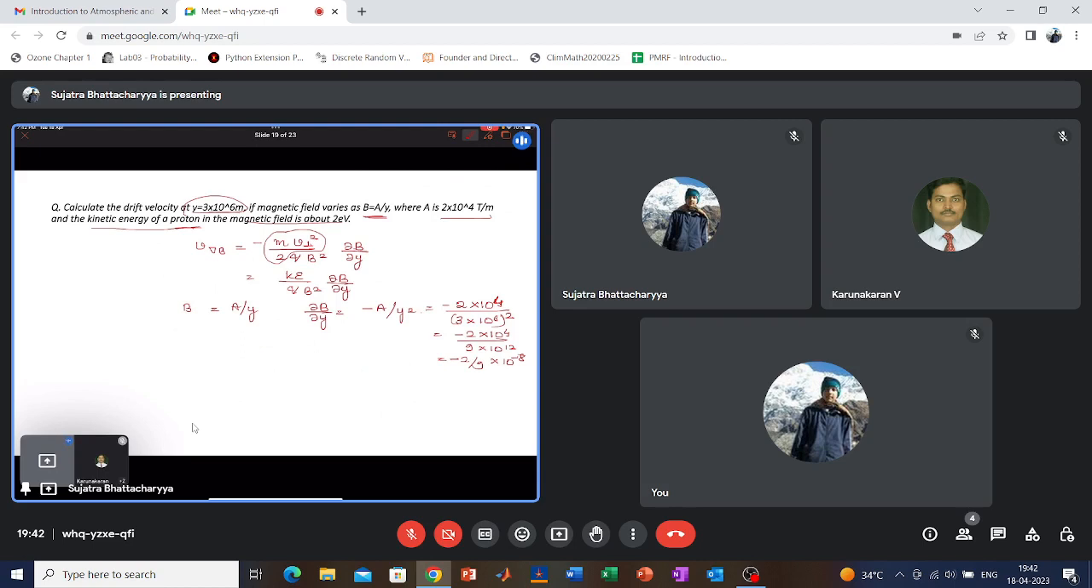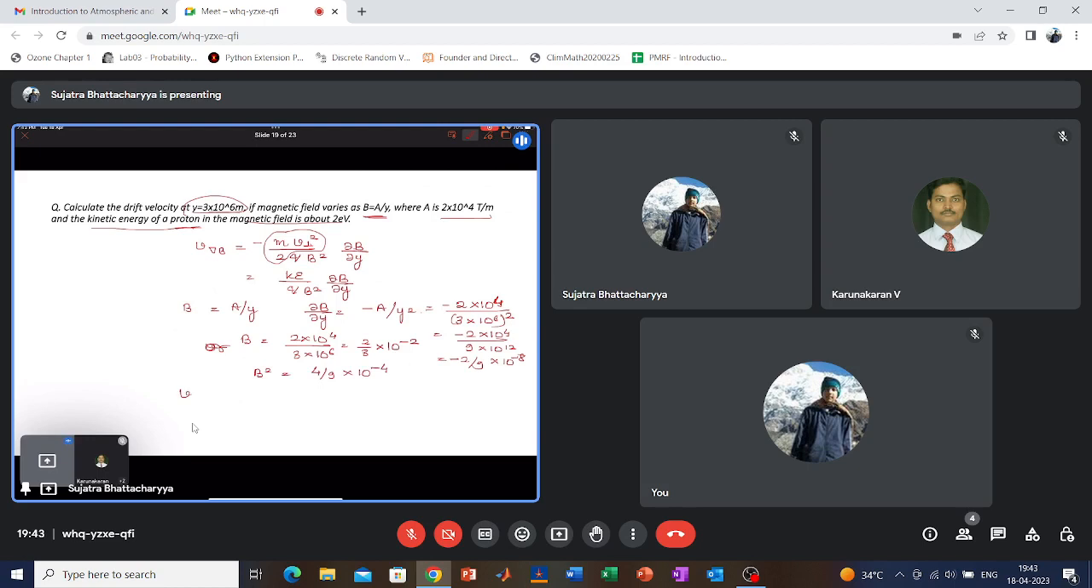Okay. Now this kinetic energy is given. Therefore, let's start calculating. Now B is nothing but 2 into 10 to the power 4 divided by 3 into 10 to the power 6. So it will be 2 by 3, 10 to the power minus 2. Okay. So the B square we need. So it will be 4 by 9 into 10 to the power minus 4.